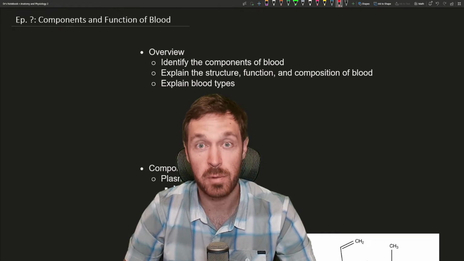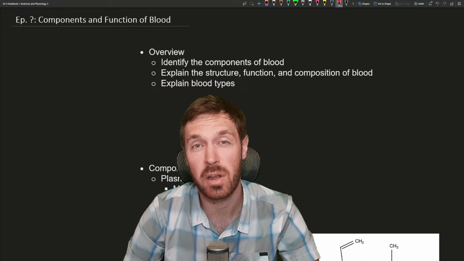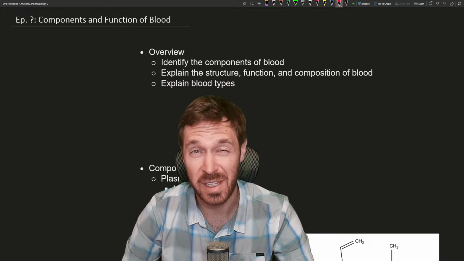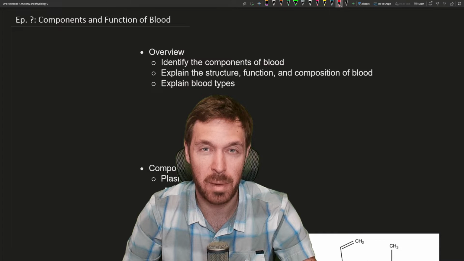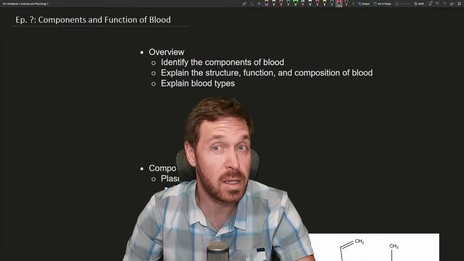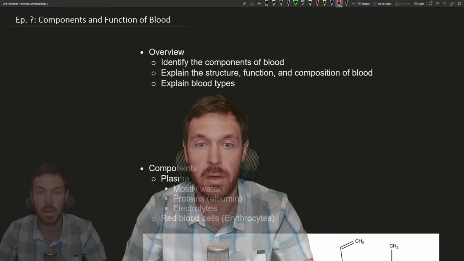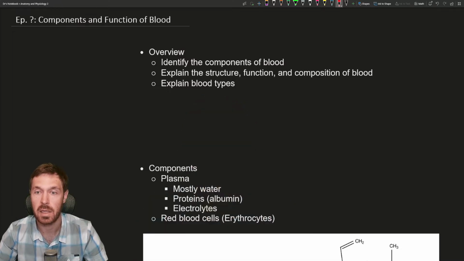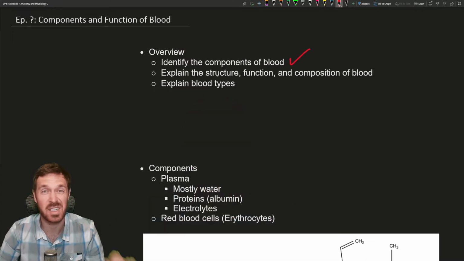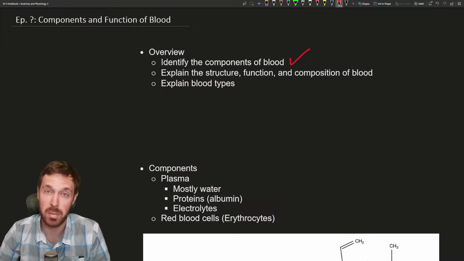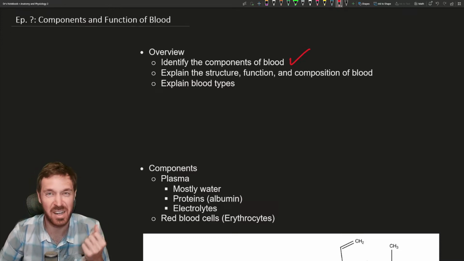So today we're going to be starting our pathway through the cardiovascular system, and to begin that we're going to be talking about the blood, because the blood is what moves around in the system. So in this video we're going to identify the components of the blood. The blood isn't just your red blood cells, white blood cells, platelets, and plasma. There's a lot going on in our blood and how it transports.